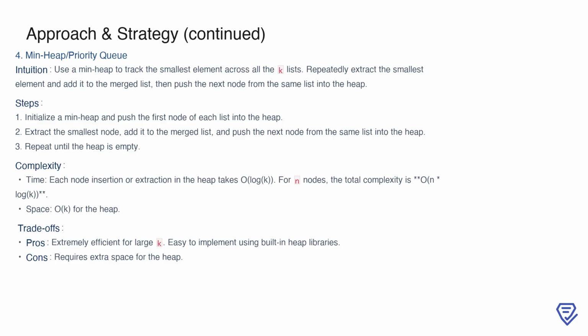The time complexity is O(n log k), because each insertion or extraction from the heap takes O(log k), and we perform these operations for all n nodes. The space complexity is O(k) to store the heap. This method is particularly efficient for large K due to its logarithmic scaling and is easy to implement using built-in heap libraries. However, it does require additional space for the heap, which is a trade-off for its performance.